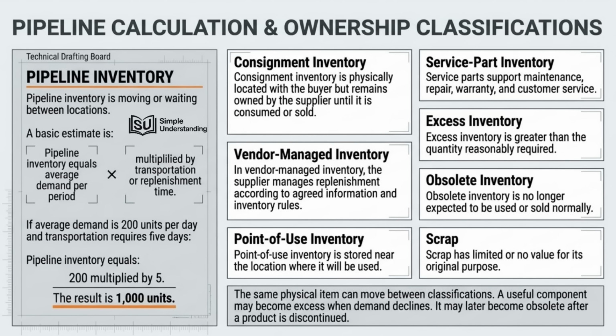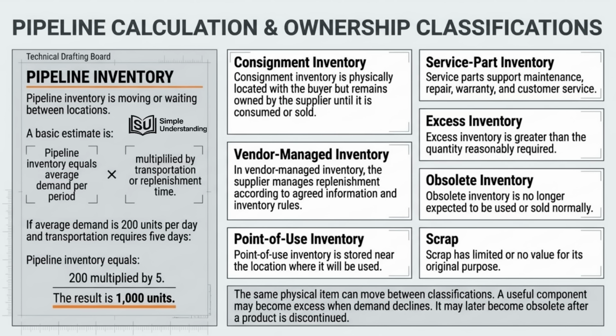Pipeline inventory. Pipeline inventory is moving or waiting between locations. A basic estimate is pipeline inventory equals average demand per period multiplied by transportation or replenishment time. If average demand is 200 units per day and transportation requires 5 days, pipeline inventory equals 200 multiplied by 5. The result is 1,000 units.